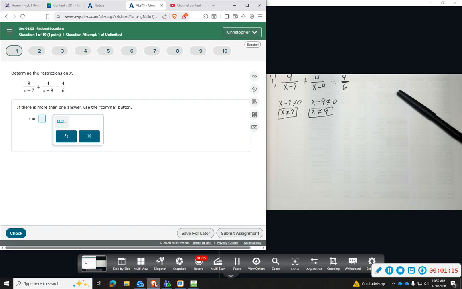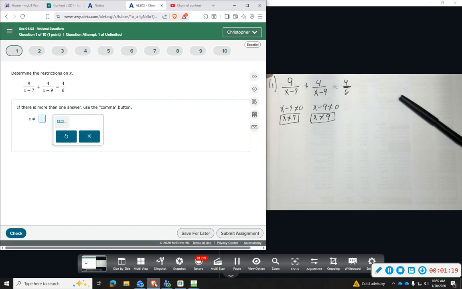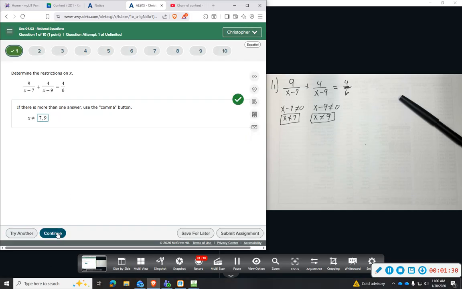So for this first part, sorry, some of that's cut off. For the first part, we're just looking for the restriction. That's something you've got to be mindful of throughout this section when you're solving rational equations.